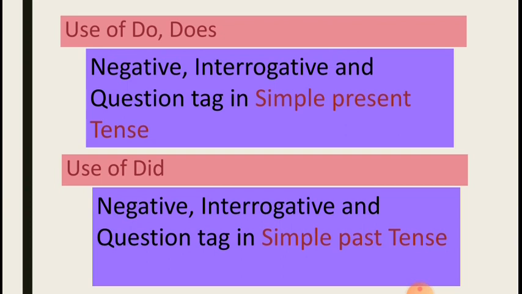Secondly, use of did. Negative, interrogative and question tag in simple past tense. So if a sentence is in simple past tense, to make the sentence negative, interrogative and question tag, we will be using did. So all of you are clear now? Do and does are used to make negative, interrogative and question tag in simple present tense. And we use did to make negative, interrogative and question tag in simple past tense.